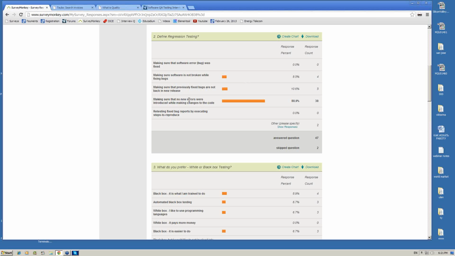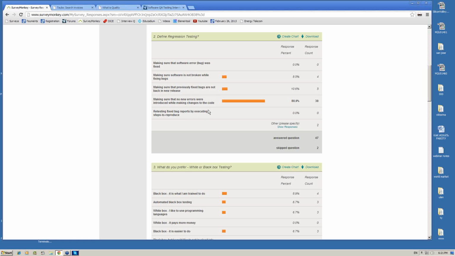Regression testing is making sure that no new errors were introduced while making changes to the code. That is the definition. We want 100% here, not 80. Retesting fixed bug reports by executing steps to reproduce, you just make sure the bug was fixed.